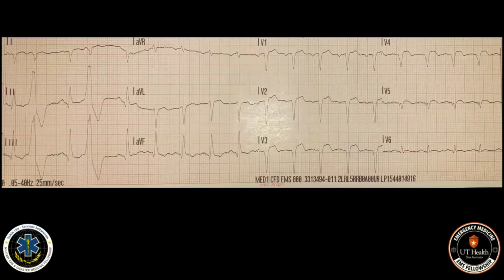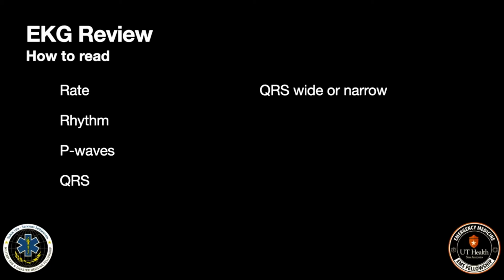Let's take a real quick look over this for a second. Let's review what we are supposed to do when we look at an EKG. First, we're going to look at the rate. Is it fast? Is it slow? Is the rhythm regular or irregular? Are there P waves? And do those P waves come before a QRS? What does our QRS look like? Is it wide or narrow? Are there T waves? And where's our J point? And then do we notice any additional waves, such as Osborn waves or U waves?